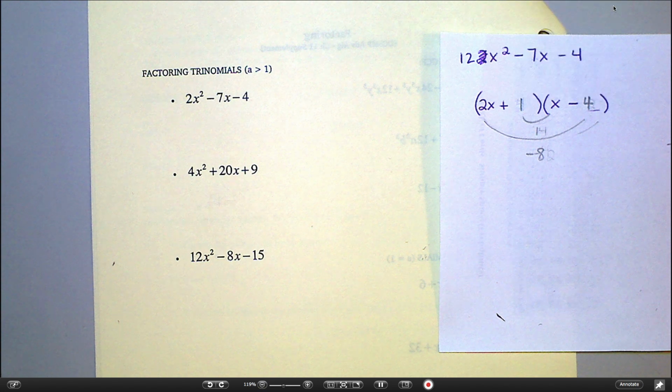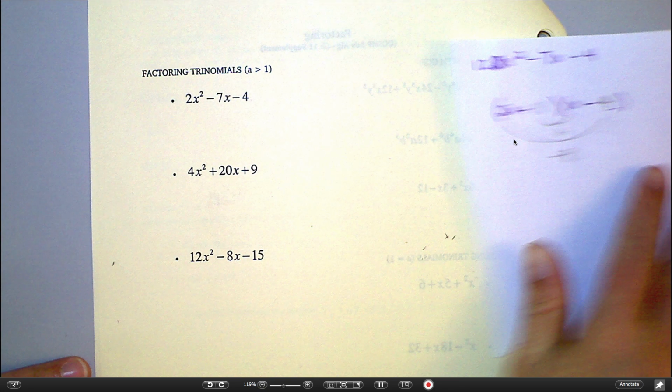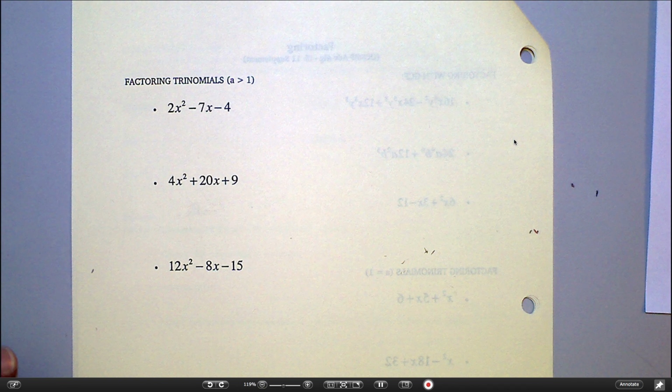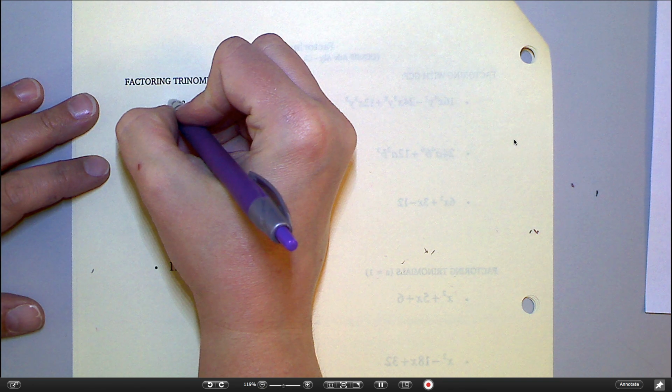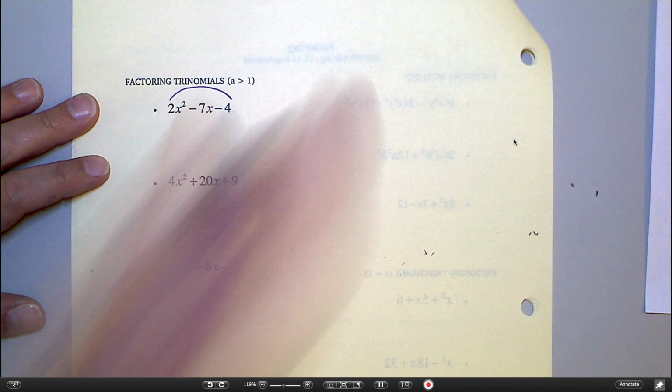Okay, there we go. So here's how this works. Step one, the very first thing you're going to do is multiply the first number by the last number.